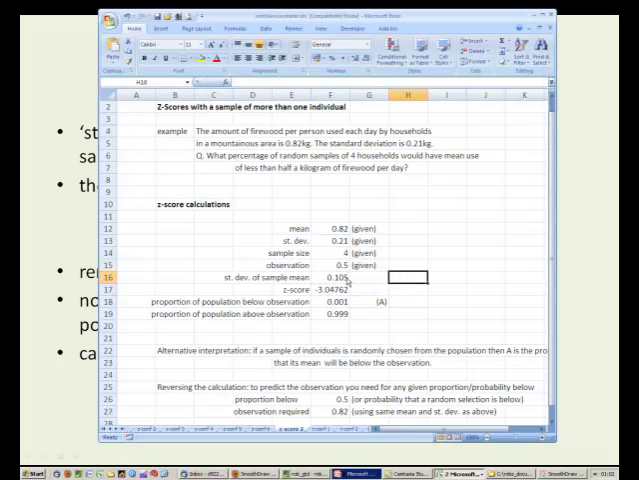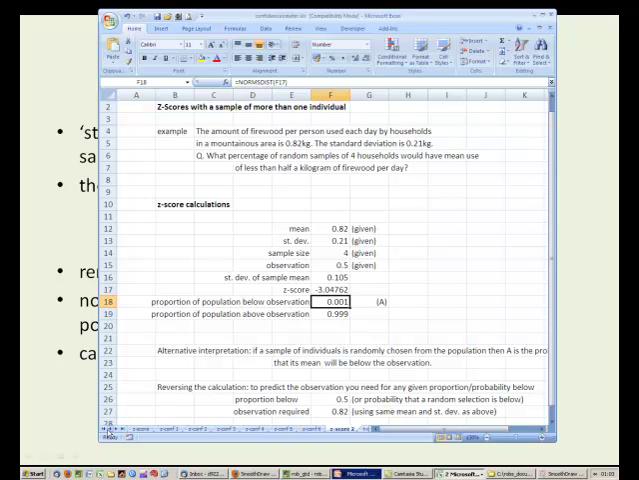So, having done that, the rest of the z-score is the same formula as usual. It's just the difference between the mean and our observation divided by this standard deviation, the standard error. That gives you a z-score. Looking at the z-score, we find that the proportion of the population of samples below this would be 0.001, sorry, this is 0.1%. So a tenth of 1% of all samples of 4 households would have a mean use less than half a kilogram of firewood per day.